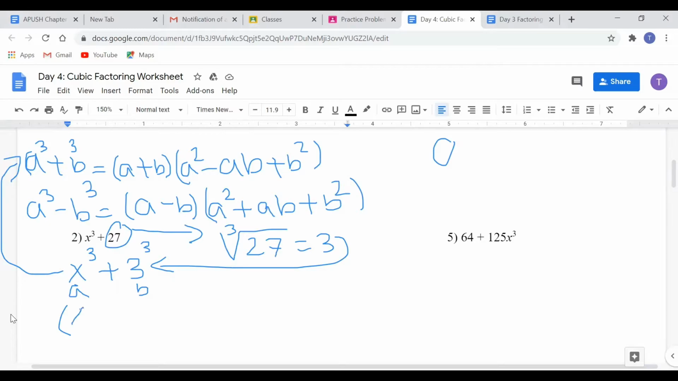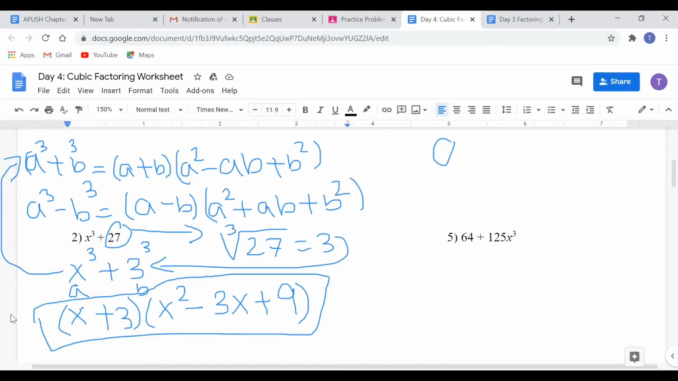So x plus 3, because it's A plus B. And then A squared is just x squared because x is your A. And then you're supposed to have a different sign in here than what you had originally. And you're supposed to multiply 3 and x because those are your A and B, plus B squared, and then your B is 3. And if you square 3, you get 9. So this is your final answer. Did it make sense, Zarif?